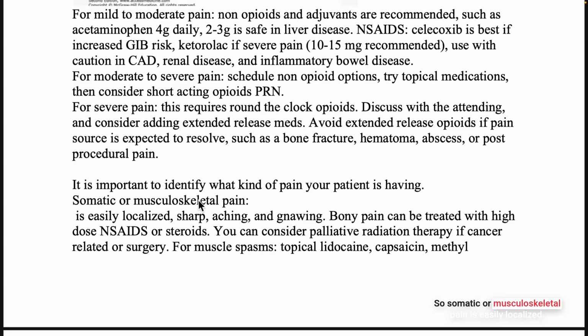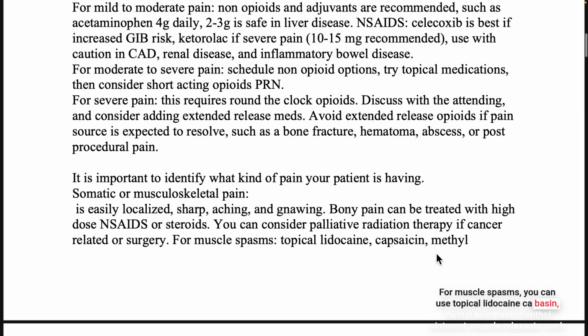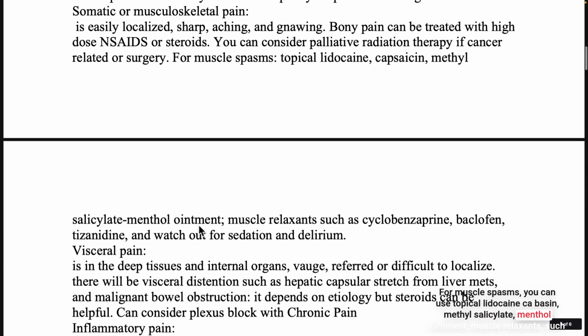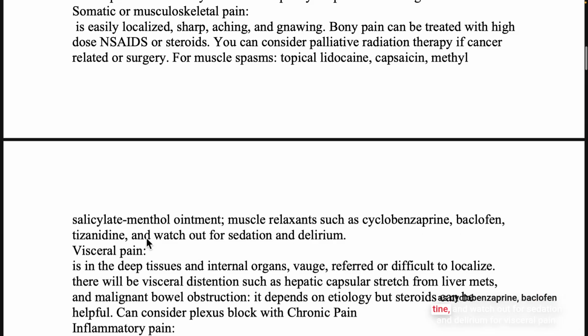It's important to identify what kind of pain your patient is having. So somatic or musculoskeletal pain is easily localized. You can usually touch the area and it'll be sharp, aching, and gnawing pain. The bony pain can be treated with high-dose NSAIDs or steroids. You can also consider palliative radiation therapy if the pain is cancer-related or due to surgery. For muscle spasms, you can use topical lidocaine, Capsaicin, methyl salicylate menthol ointment, muscle relaxants such as cyclobenzaprine, baclofen, tizanidine, and watch out for sedation and delirium.